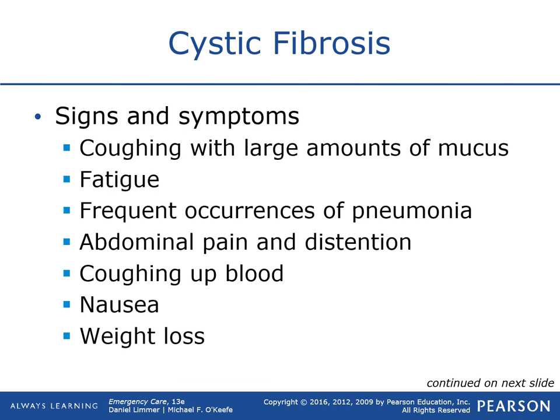You might see some abdominal pain and abdominal problems. That's because of the effects it has on the digestive tract. You're going to see patients with some blood coming up when they cough. That's just because they cough so hard that they burst some blood vessels. And these patients usually will be very skinny, they're going to have a lot of weight loss problems. That's just because of the digestive areas that cystic fibrosis affects and the increased workload that it puts on your body constantly to try to remove the mucus that is in your lungs.